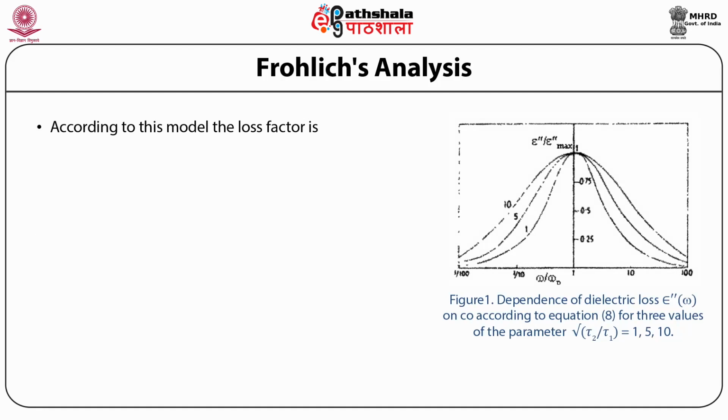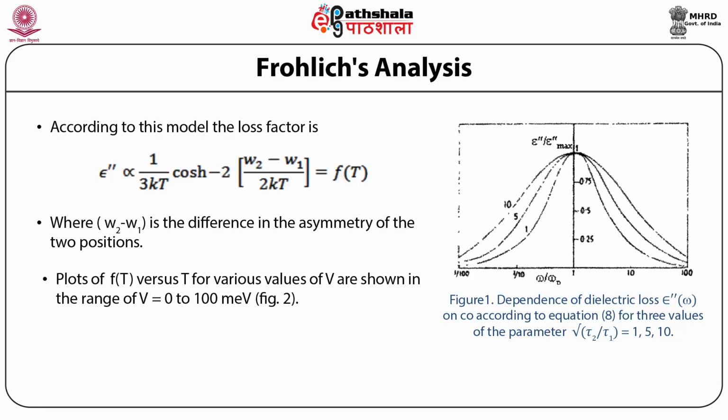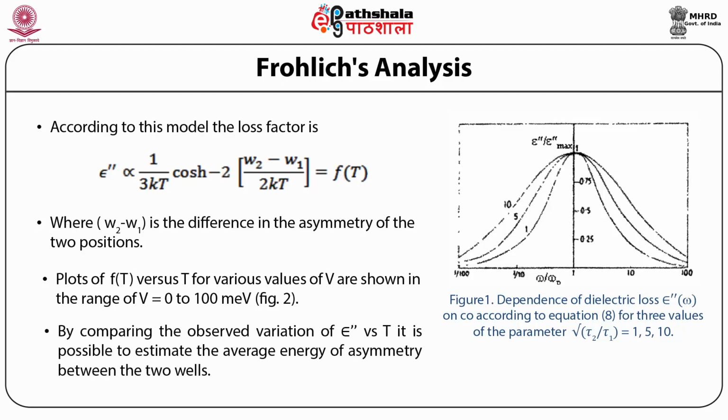According to this model, the loss factor epsilon double prime is proportional to 1 by 3kT cosh square of (W2 minus W1) divided by 2kT, which is a function of T, where W2 minus W1 is the difference in the asymmetry of the two positions. Plots of epsilon double prime versus T for various values of V in the range of V equal to 0 to 100 MeV are shown in figure 2. By comparing the observed variation of epsilon double prime versus T, it is possible to estimate the average energy of asymmetry between the two wells.